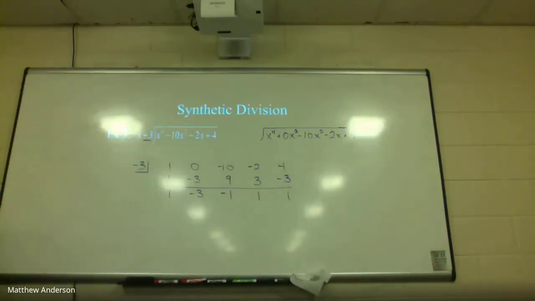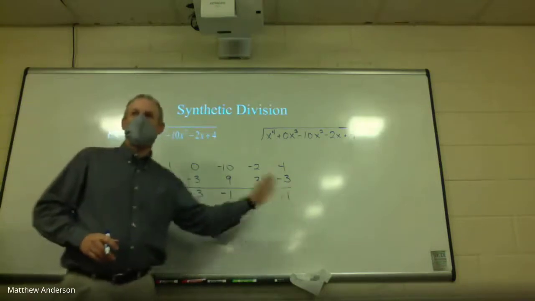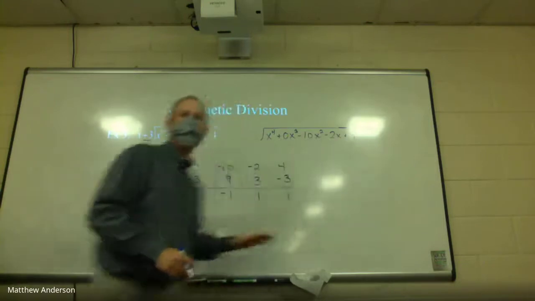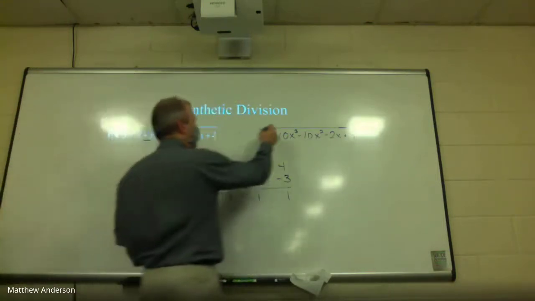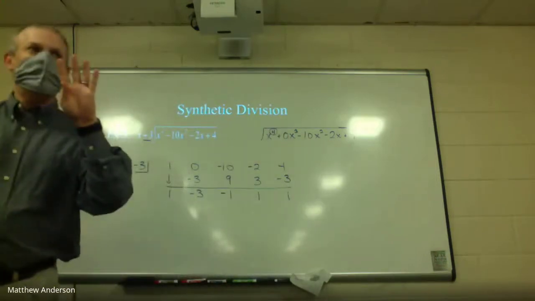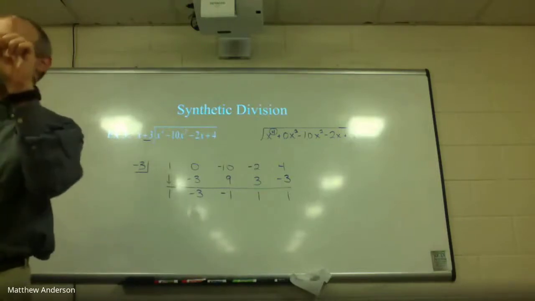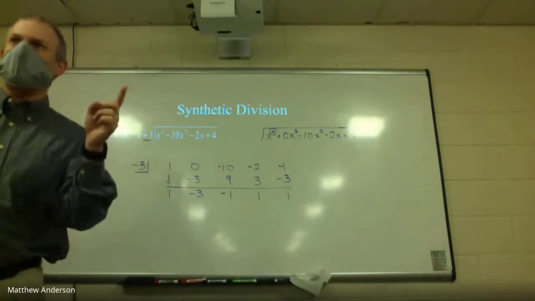Okay, we've done the division. It doesn't look like long division, does it? Here's what happens. These bottom numbers are now the new coefficients. What used to be 1, 0, -10, -2, and 4 are now these. But here's the deal. The degree right here, if you remember that word degree, is 4. When you do this synthetic division, the degree always goes down by 1. So the degree is now going to be 3.